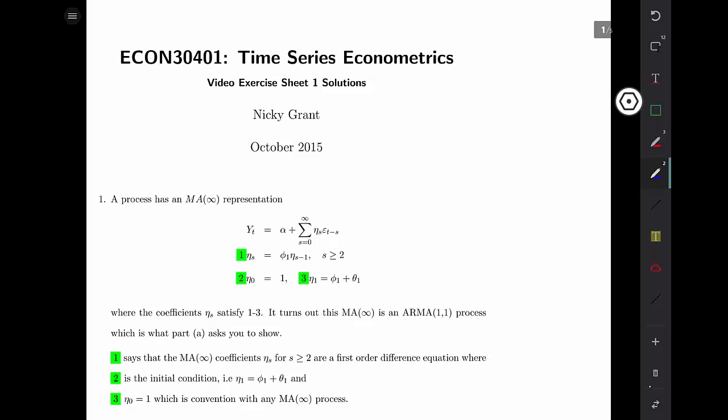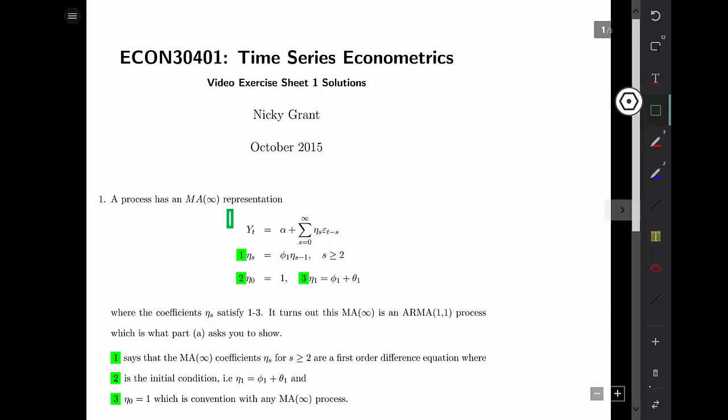We're going to derive the MA infinity form of an ARMA 1-1 and then use that to derive the mean, the variance and the covariance and correlation function of an ARMA 1-1. Okay. So to do this, it uses a slightly different method to the one we've seen in the lecture notes. But it does the exact same thing. So this question gives all the information here.